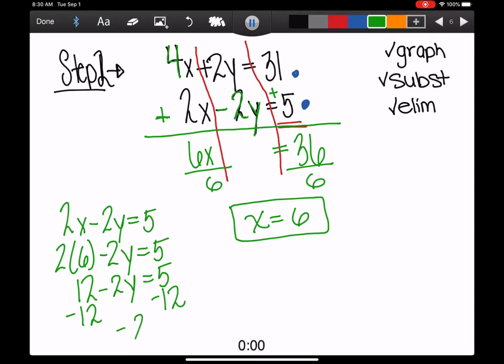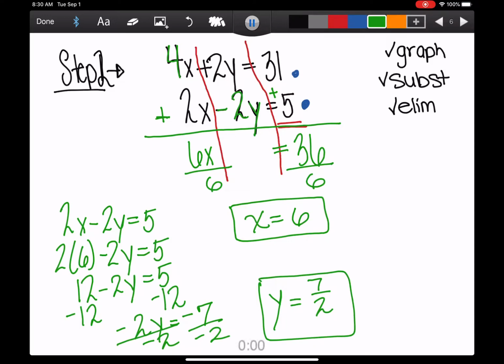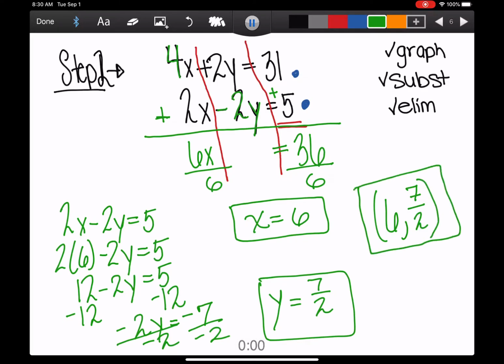So now you take a second and finish this problem out. See what you get. Did you get y equals 7/2? Just because it was a fraction doesn't mean you have to panic. You just know that we always write our answers out as x comma y with parentheses and a comma because it's a coordinate point where these two lines intersect. So that's how I would write my final answer.